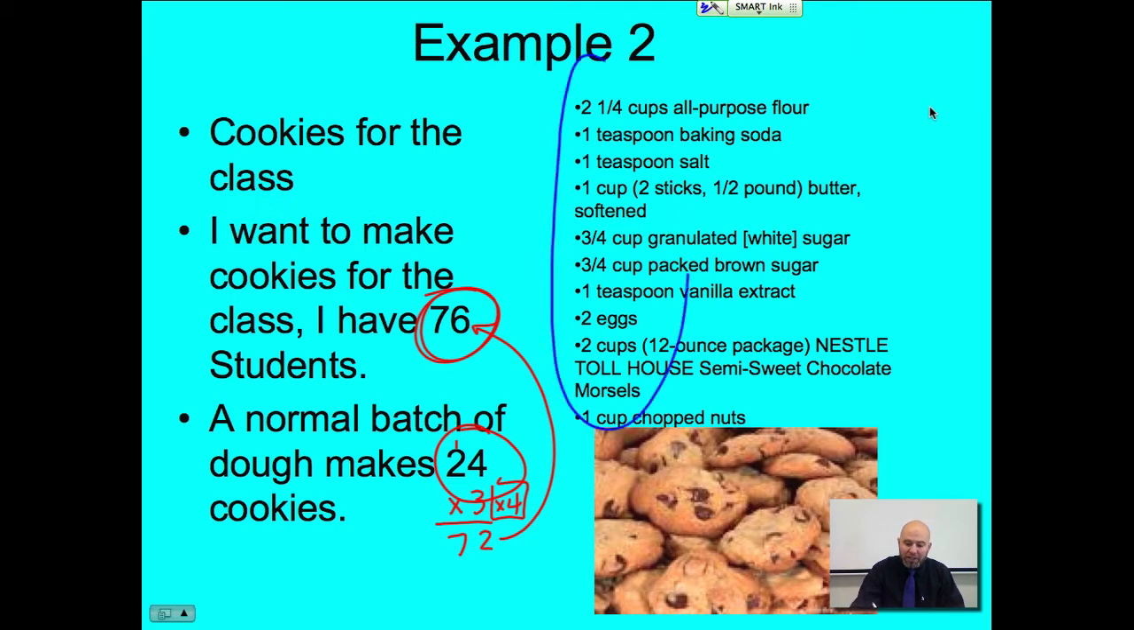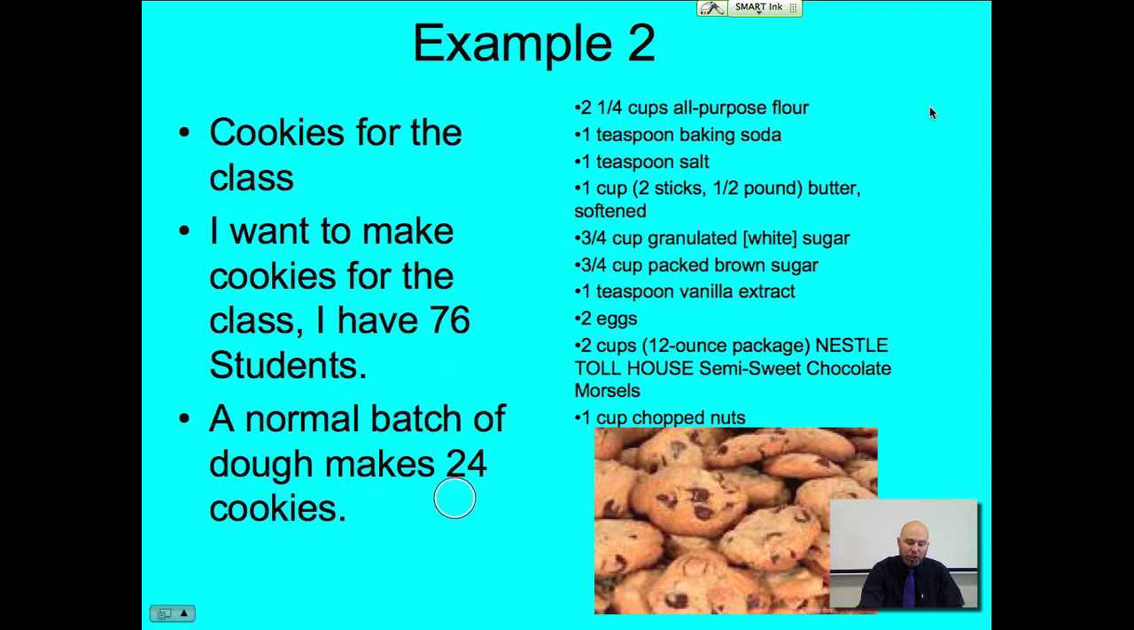Additionally, all these ingredients and how much there are is certainly another piece of stoichiometry. The amount. If I put 2 1/4 cups of flour, 1 teaspoon baking soda, etc., the amounts become my ratio, become my quantity, become the stoichiometry that I need to make a delicious batch of chocolate chip cookies. So there you are.